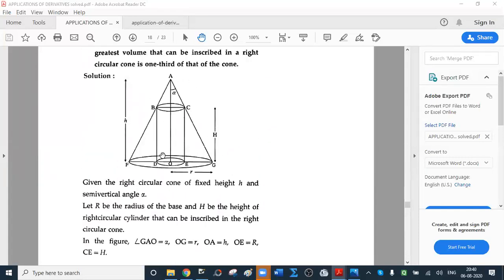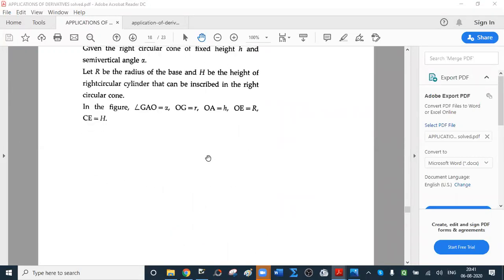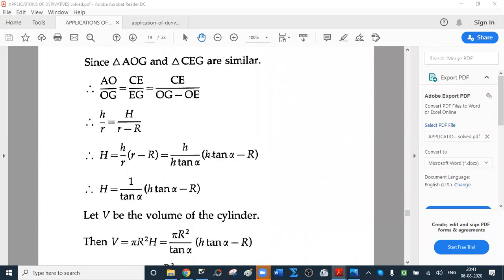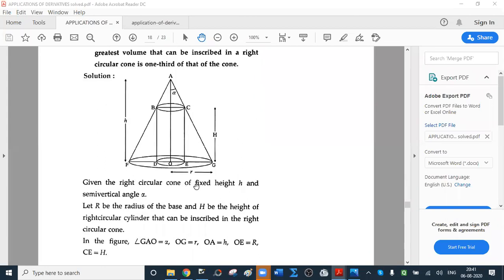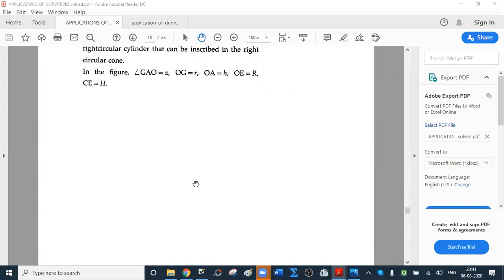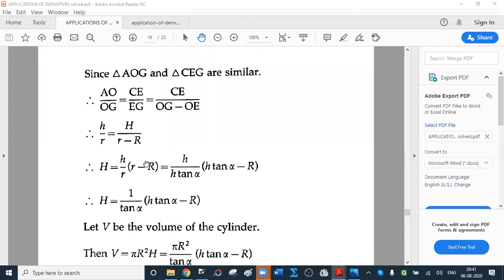AOG, AOG and CEG. Which two triangles? Yes, CEG. They are similar triangles. So using similarity, we write this relation. So we express capital H as what? H upon R into in bracket R minus capital R.